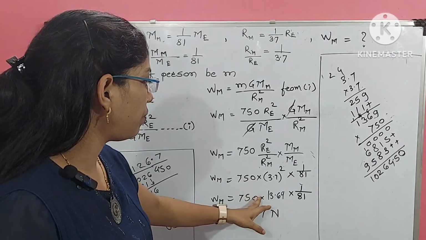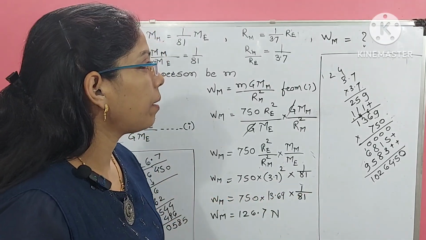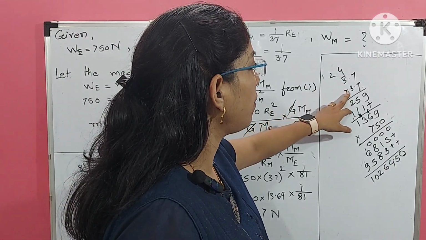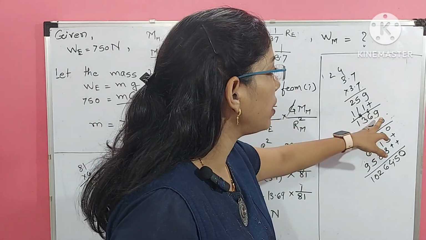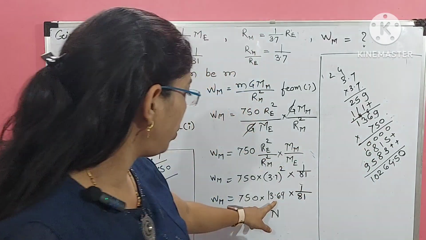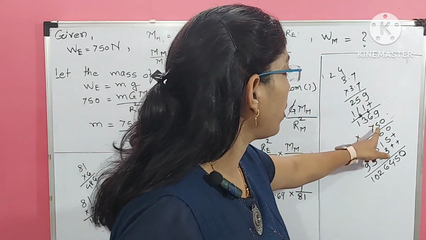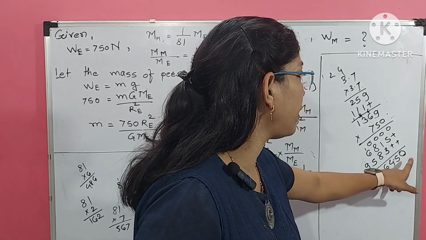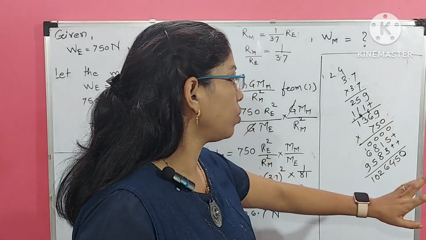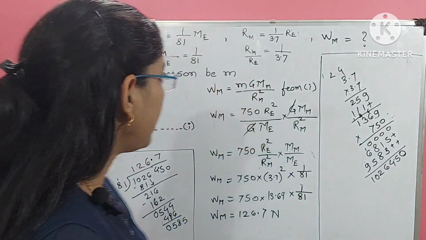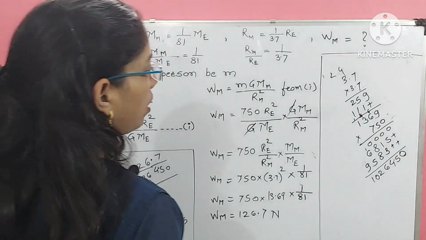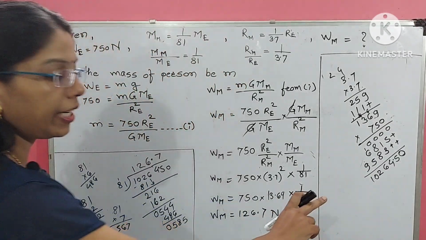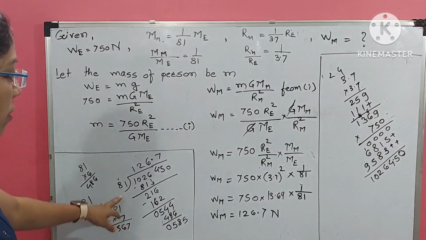So multiply this 750 into 13.69. Easy calculations are given here, you can zoom the video. Square of 3.7 is 13.69. 13.69 into 750 is 10267.50, because the point is after 2 digits. Then we have to divide this value by 81, because there is a new denominator 81. The division is given here.